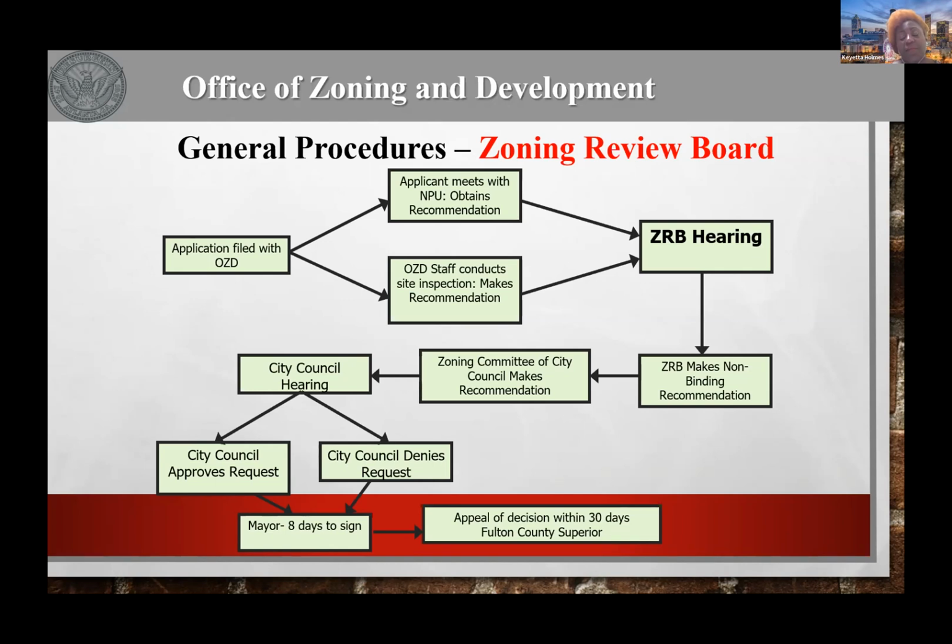If the legislation is approved, then an applicant does have recourse if they do not agree with the approval, if they do not agree with the action by city council. The appeal period is 30 days from the date that it becomes law, and it has to be filed within 30 days at the Fulton County Superior Court. If that time lapses at all, then that appeal period has also lapsed.